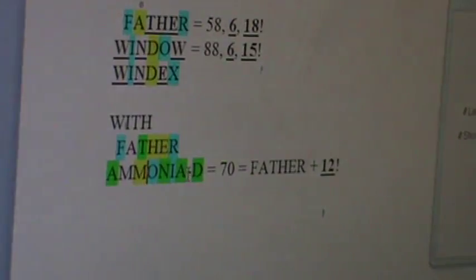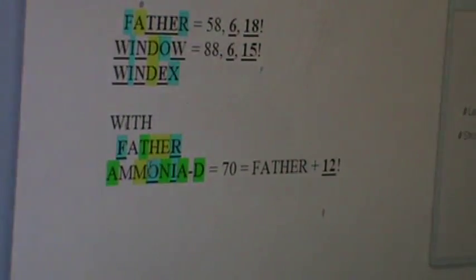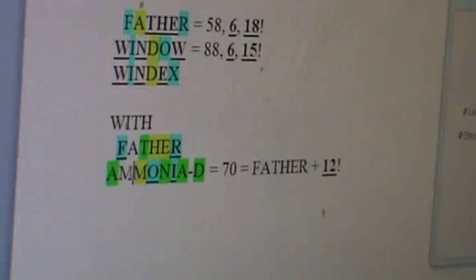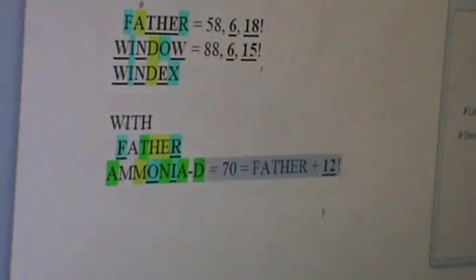But this was very obvious to me, that the letters that divide by 3 in father equal the letters that divide by 3 in ammonia, which there are 2. And they go up in 3s, like 6, 9, 15, 18.